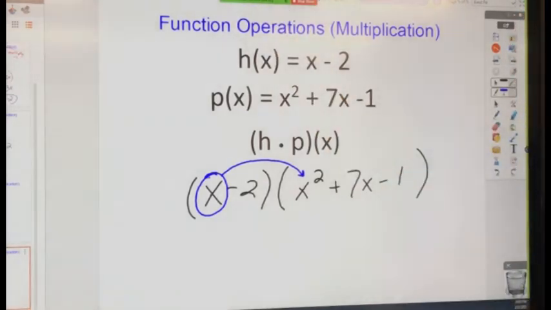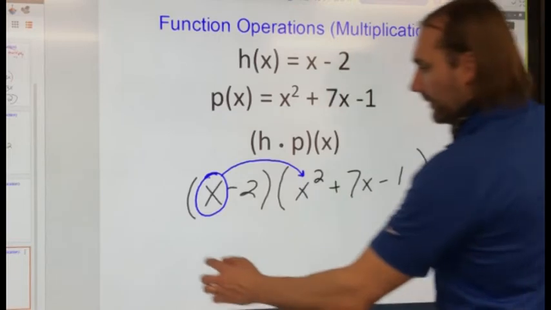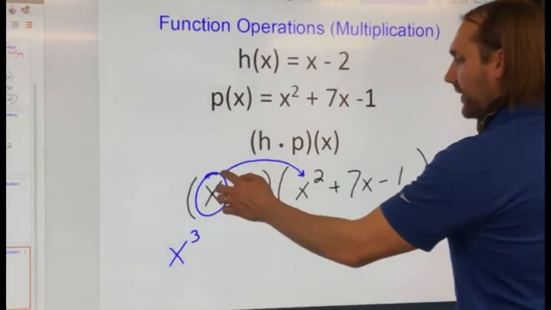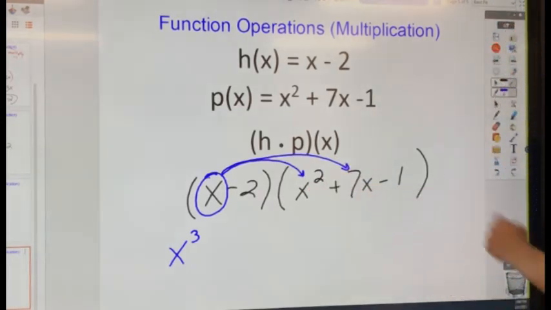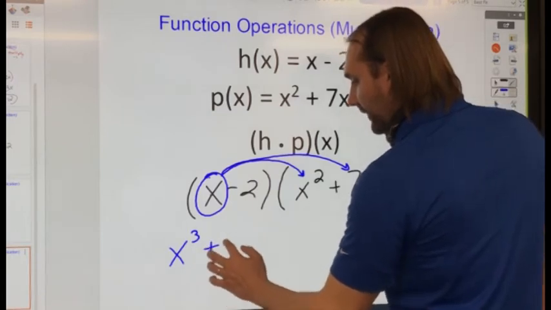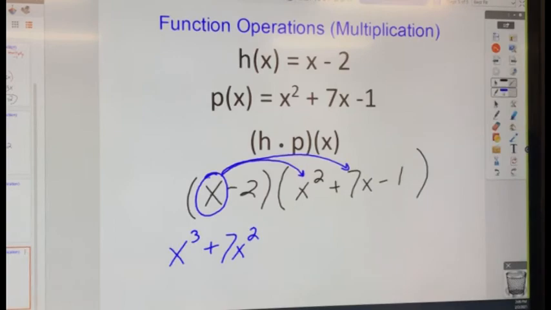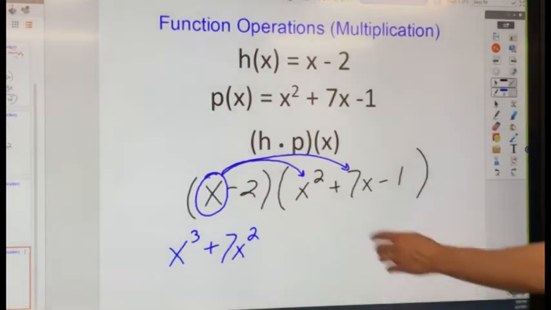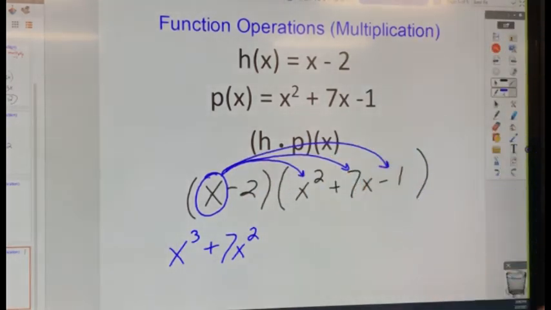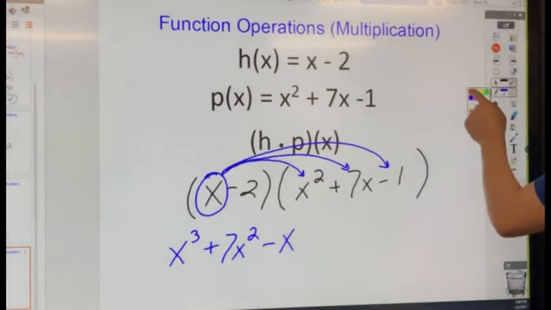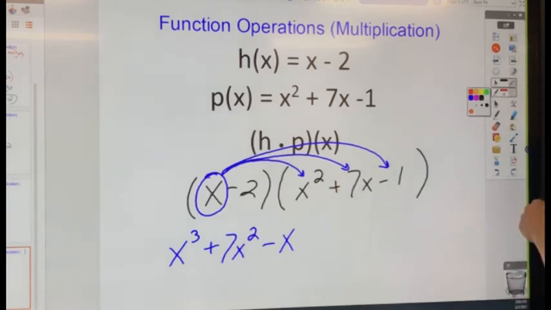So x times x squared is x cubed. Again, we are multiplying, we're not adding, so x cubed. x times positive 7x is 7x squared. Hopefully you didn't say 8x, which is addition. x times 7x is 7x squared. And then one more. x times negative 1 is negative x. So that takes care of x. It's been multiplied by everything on the right.